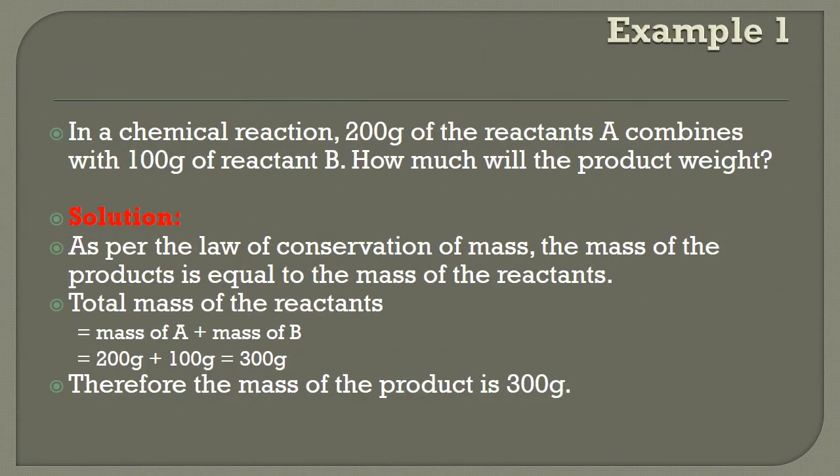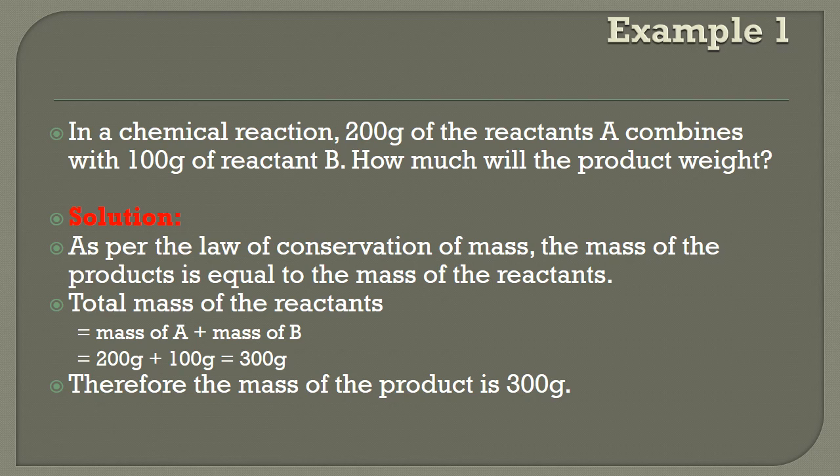Now, proceeding to example number 1. The question is given that in a chemical reaction, 200 gram of the reactant A combines with 100 gram of the reactant B. Then asked to find how much the product will weigh. As per the question, A plus B gives rise to the product, then 200 gram plus 100 gram is equal to how much?